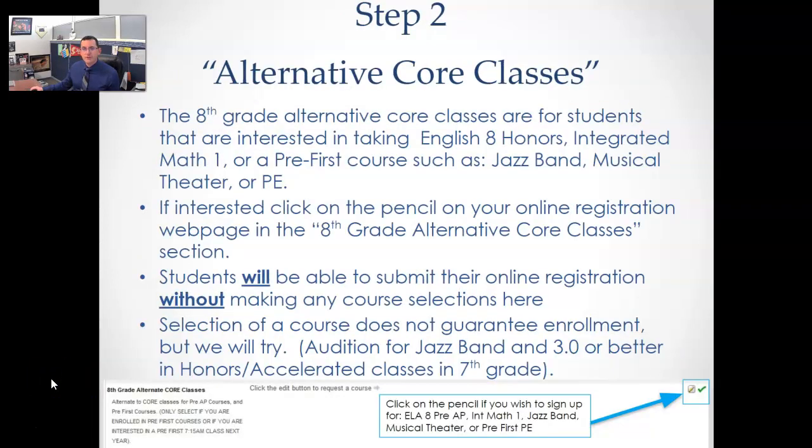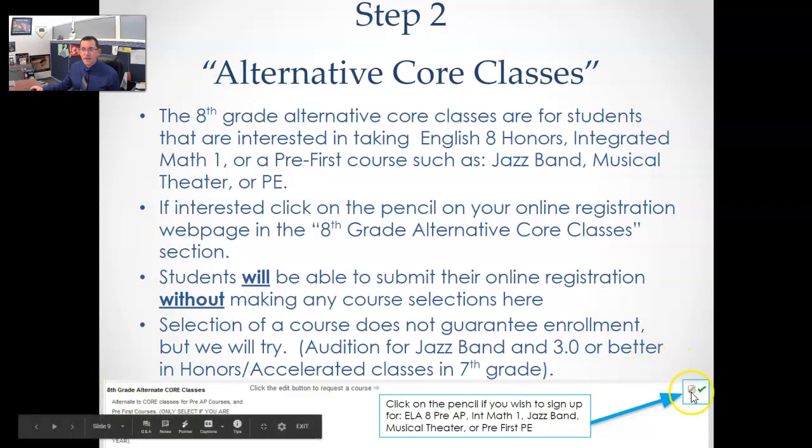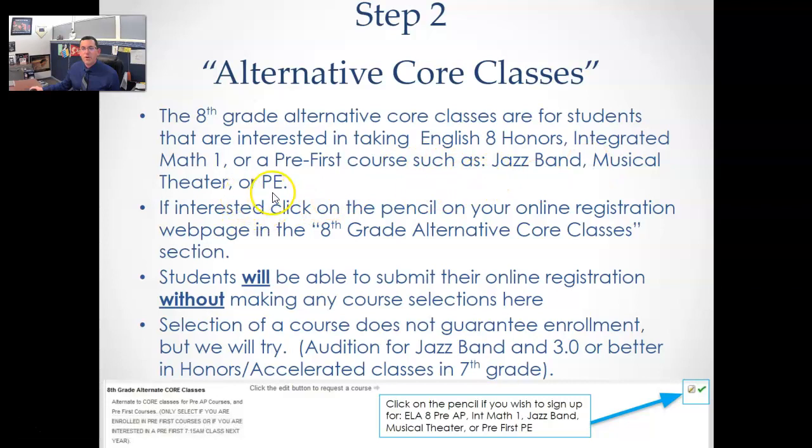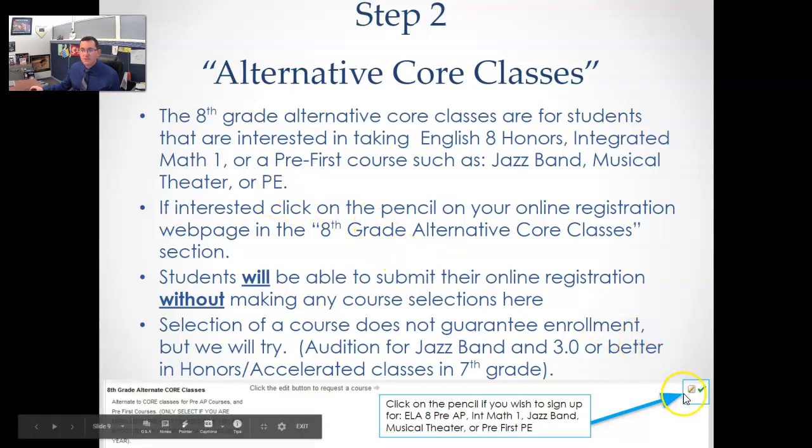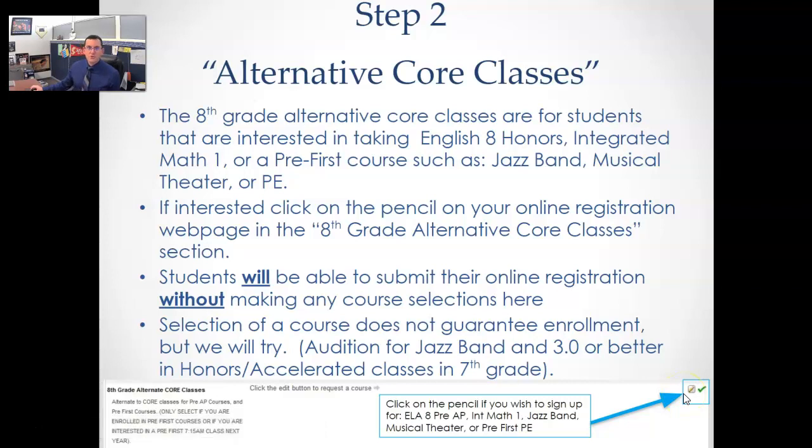In our alternative core classes, we will have the pencil. You click on the pencil to make the change. Again, these are classes like English 8 Honors, Integrated Math 1, Jazz Band, Musical Theater, or PE. All of those are pre-first. If you have an interest in changing those, select the pencil, and that will guide you over to the section to make those changes with alternative core classes.